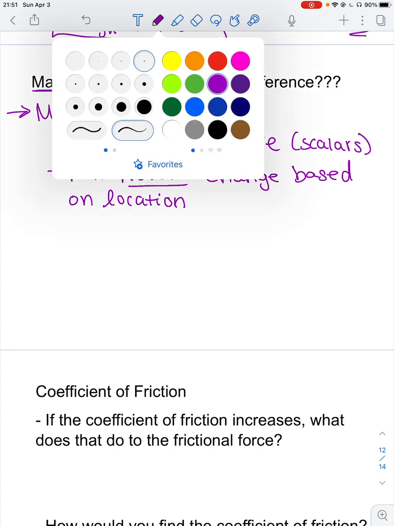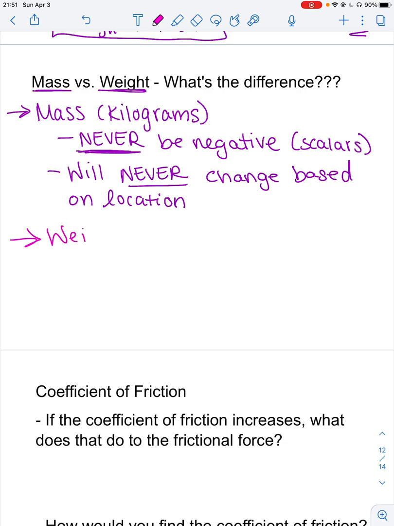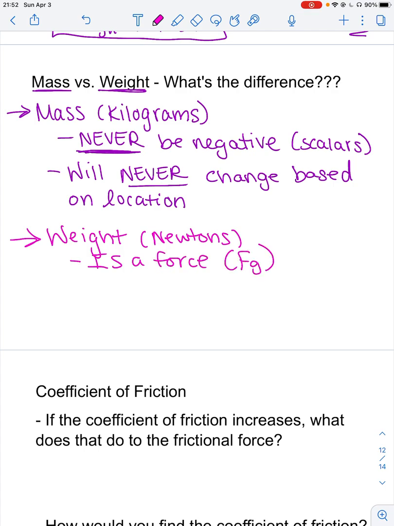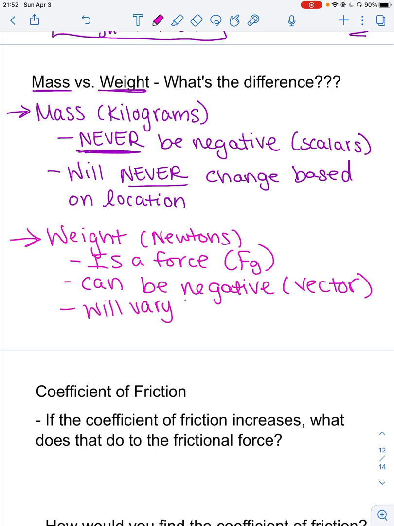All right, now if we talk about weight, we know that its units are newtons because it is a force, right? So weight is a force, and we know that force to be Fg. It can be negative, right? Because that negative for us means that it indicates direction. So that means it is a vector quantity. And this value will vary based on the location, right?